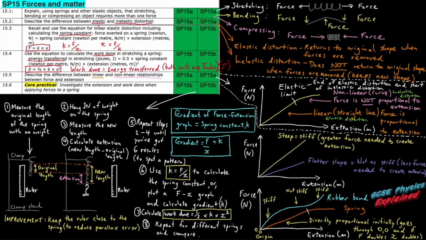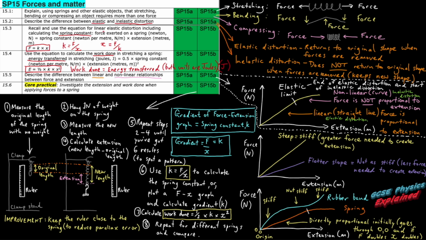Describe the difference between elastic and inelastic distortion. So elastic distortion means it returns to the original shape when the forces are removed, and inelastic distortion means it does not return to the original shape when forces are removed. So it would keep the new shape. So you literally get marks for saying those things there.